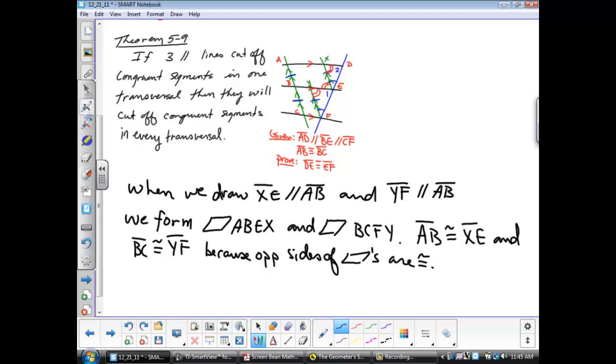Now, since we have parallel lines, we have some congruent angles.